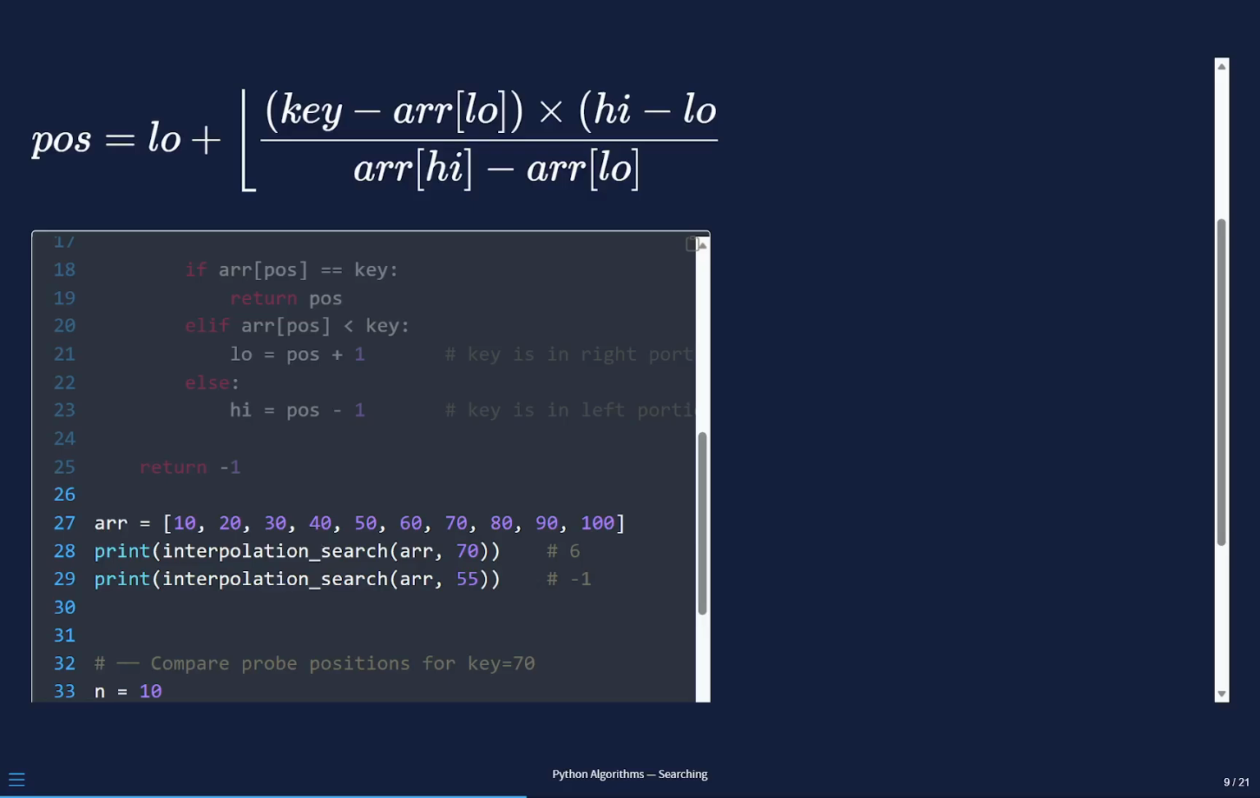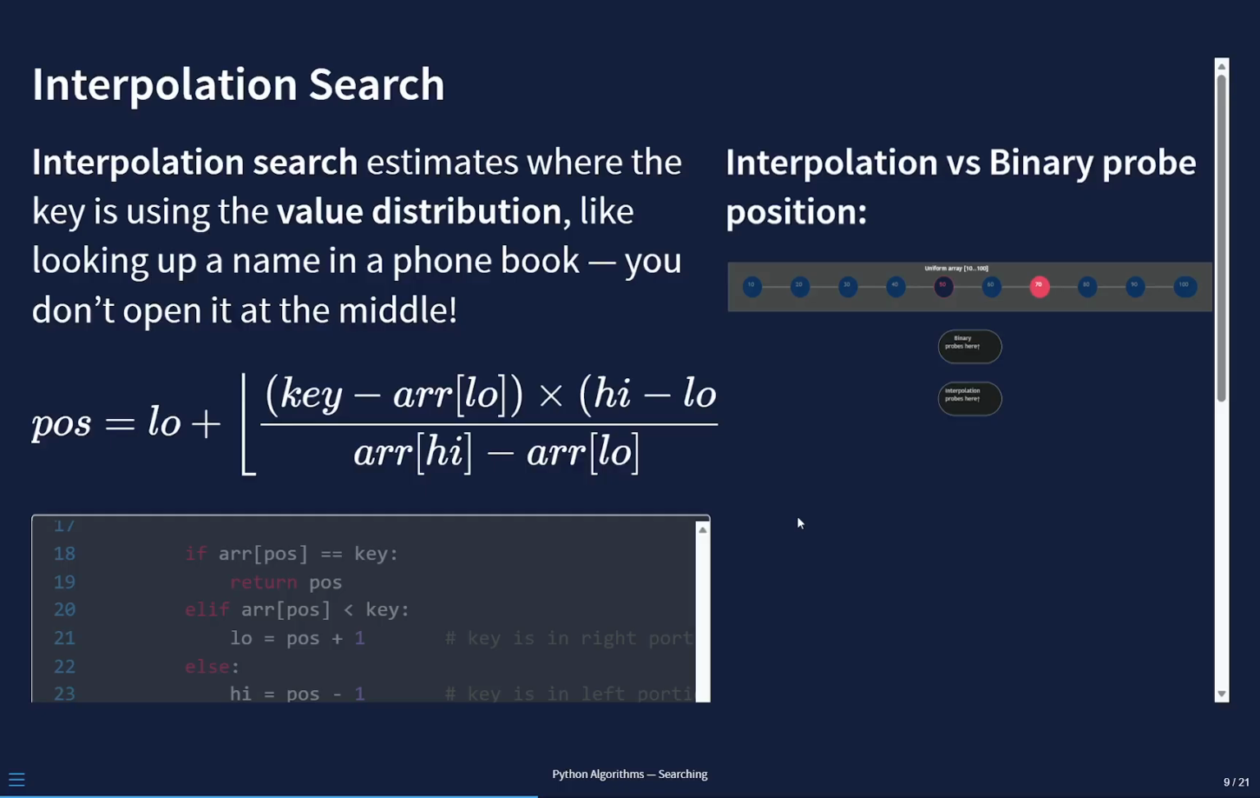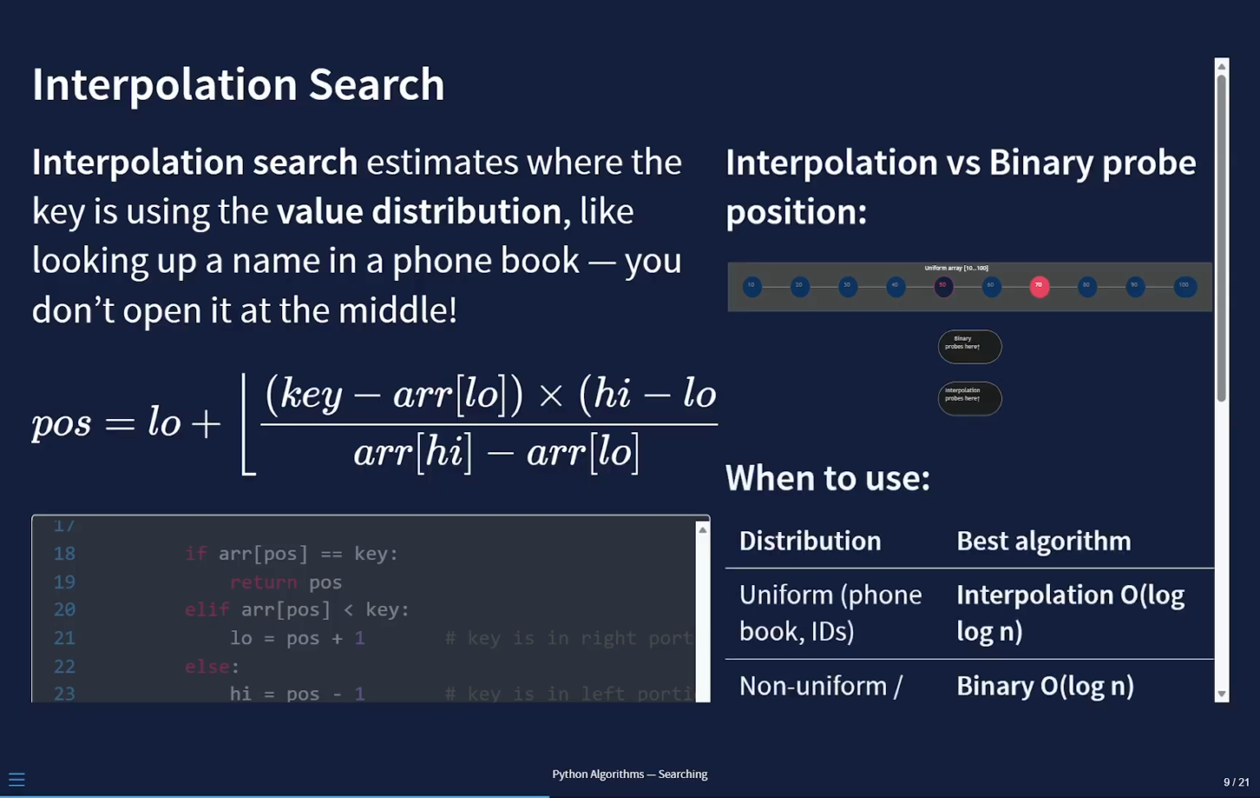Click. The comparison diagram shows key equals 70 in a uniform array from 10 to 100. Binary search always probes index 4 first, value 50. Interpolation probes index 6 directly, value 70. Found in one step.